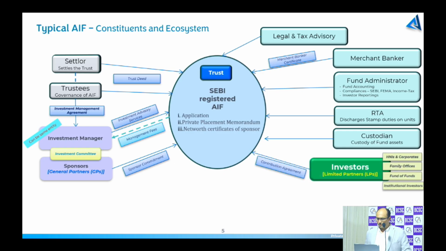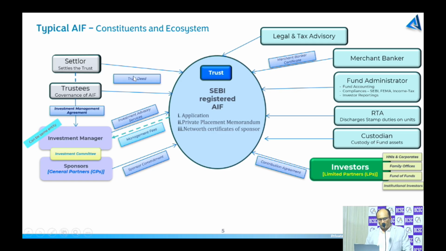The most important constituent here: without investors, nothing works. So you need investors to invest into your vehicle. The sponsors are usually called your general partners because they are the promoters, putting in that promoter capital. So GPs in common terminology, and your other investors are your limited partners, LPs, because they have limited exposure, limited risk, and of course limited rights as well. So these are your HNIs and corporates, family offices, fund of funds, institutional investors. You have a lot of domestic institutional investors who are now taking exposures to this asset class.